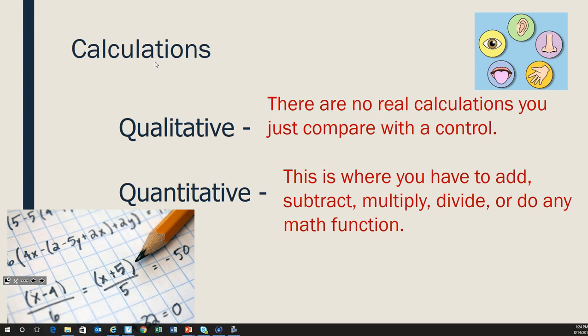We can have some calculations. We can have qualitative calculations. These are where there are no real calculations. You're not using numbers, but you're comparing with a control. So the control was blue, but my experiment showed orange. So I'm comparing back and forth. So I'm analyzing it by comparing.